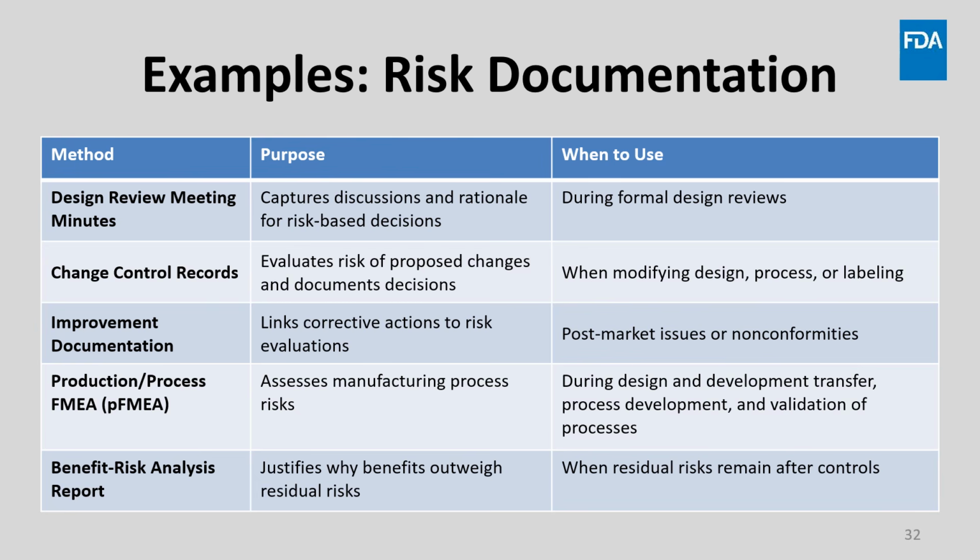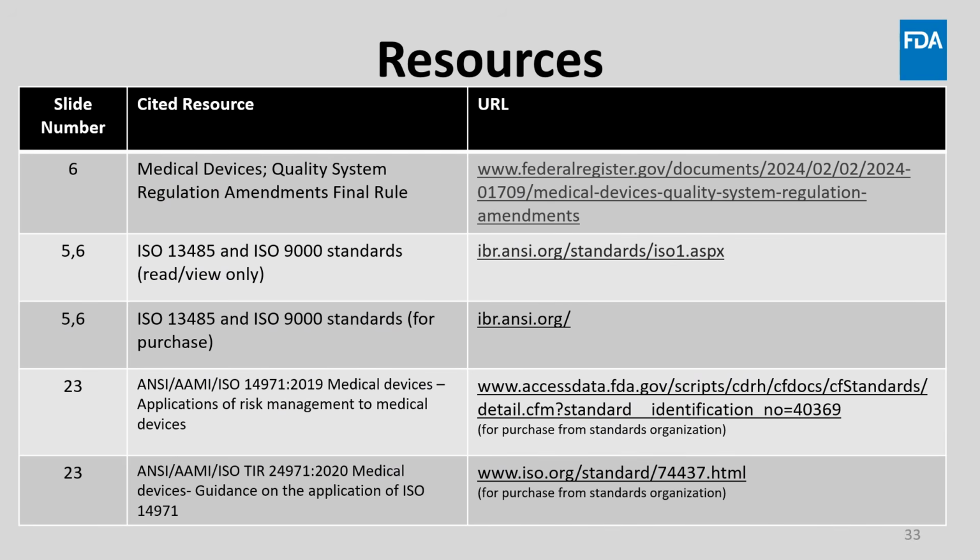Additional examples of risk documentation include design review meeting minutes, change control records, improvement documentation, production and process FMEAs, and benefit-risk analysis report. This slide lists a few key resources referenced in this presentation, including the 2024 Final Rule, ISO standards, and specific guidance documents. These references will help you access the detailed requirements and guidance mentioned during this presentation.